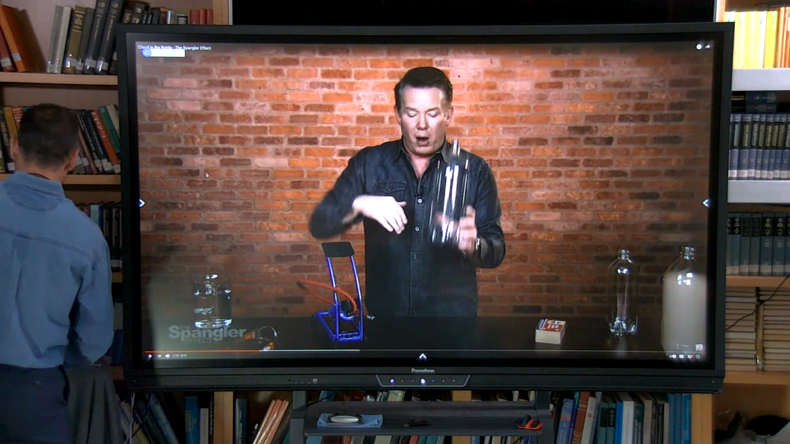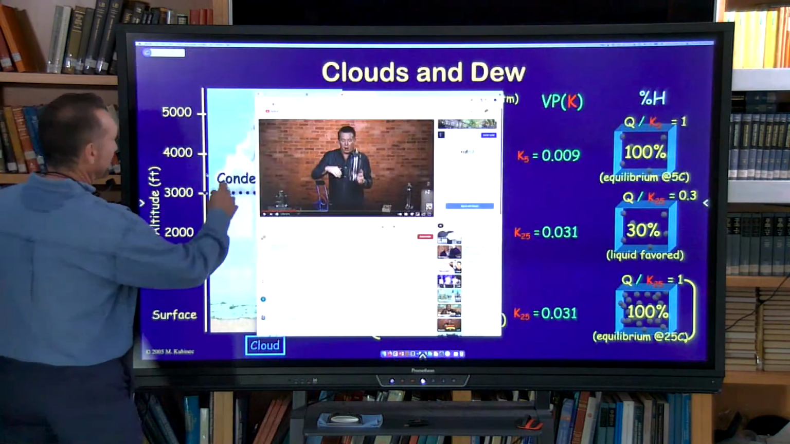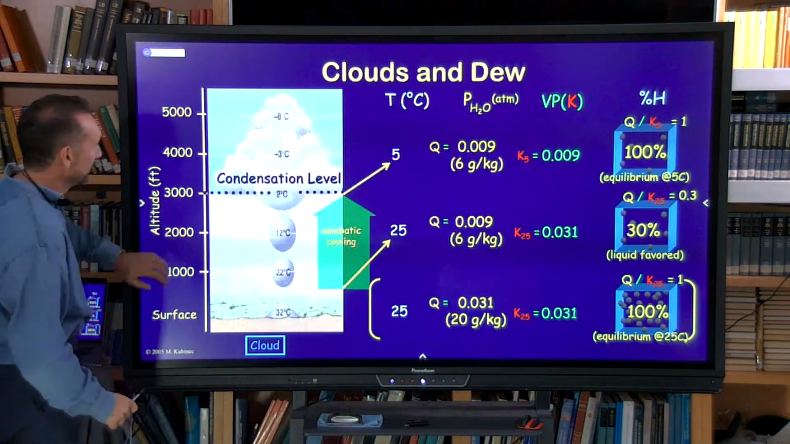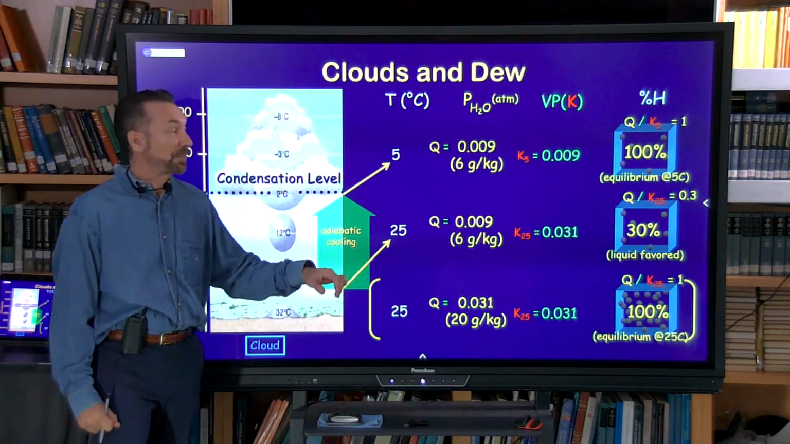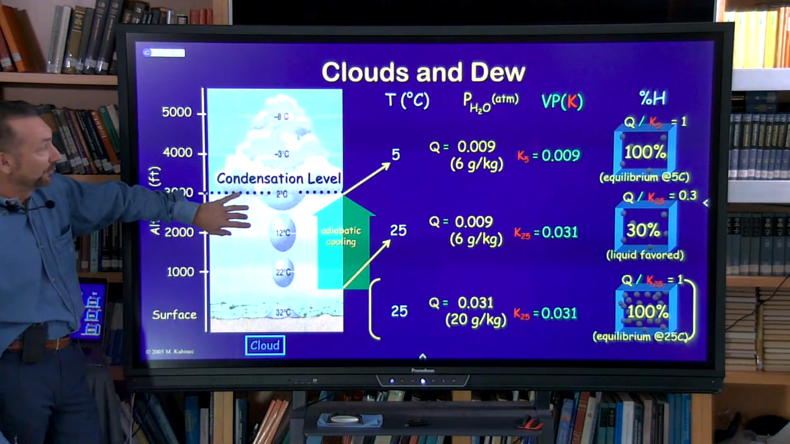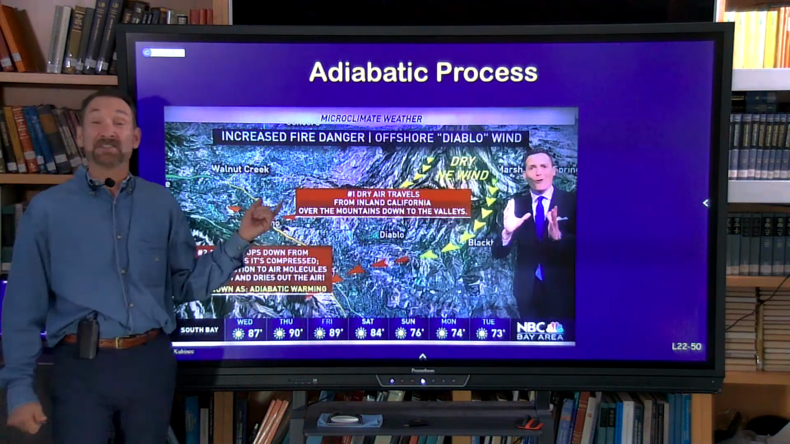How do I get this to go back to the PowerPoint? So we have a good understanding of where clouds form and how weather affects us. Not everybody gets that.